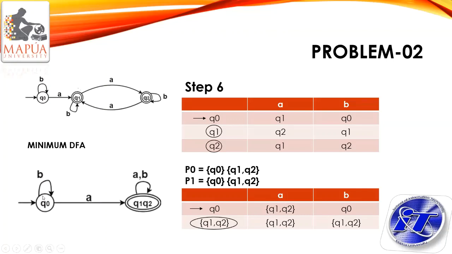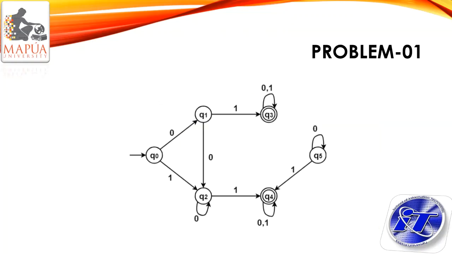So B will just loop in Q0. If it's A, it will go to Q1, Q2. Anything in Q1, Q2 will just loop within itself. So that's problem 2. Now let's proceed with problem 3.